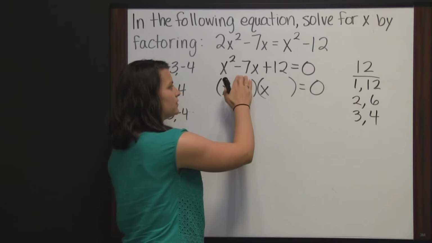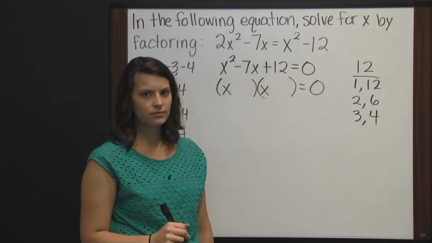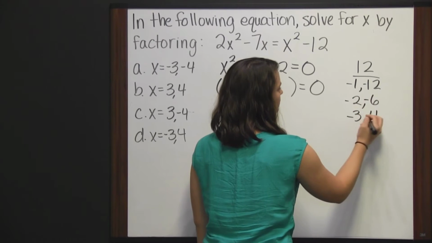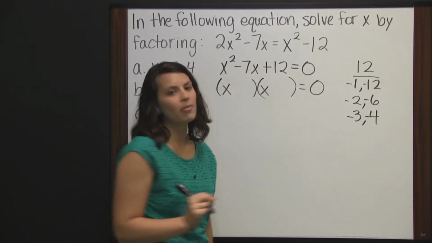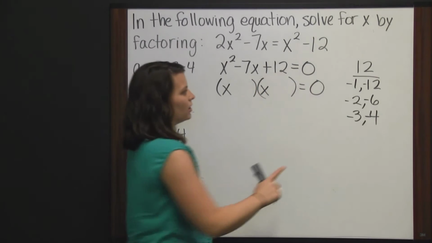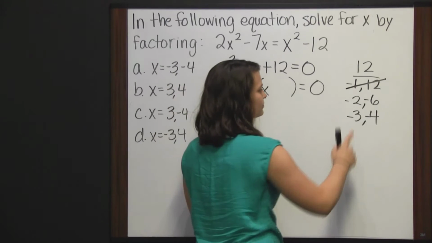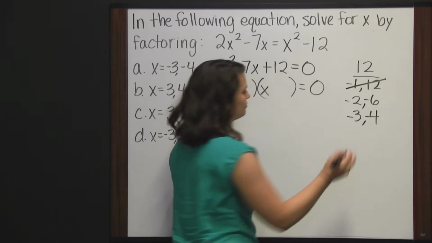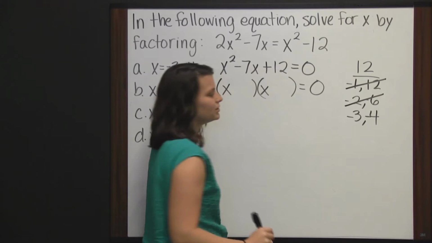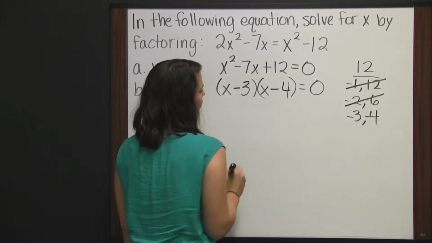Now again, these numbers have to add to give us a negative 7, while also multiplying to give us a positive 12. The only way these numbers can do both those things is if they're both negative, because a negative times a negative will give us the positive 12, but when we add the two negatives together, we'll get our negative 7. So negative 1 and negative 12, that's negative 13, not negative 7. Doesn't work. Negative 2 and negative 6 is negative 8, not negative 7. Doesn't work. But negative 3 and negative 4 does give me negative 7. So I found my numbers, negative 3 and negative 4.